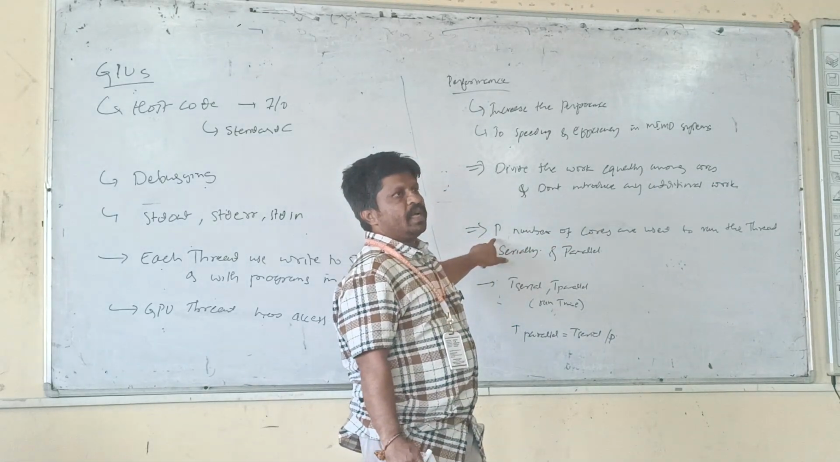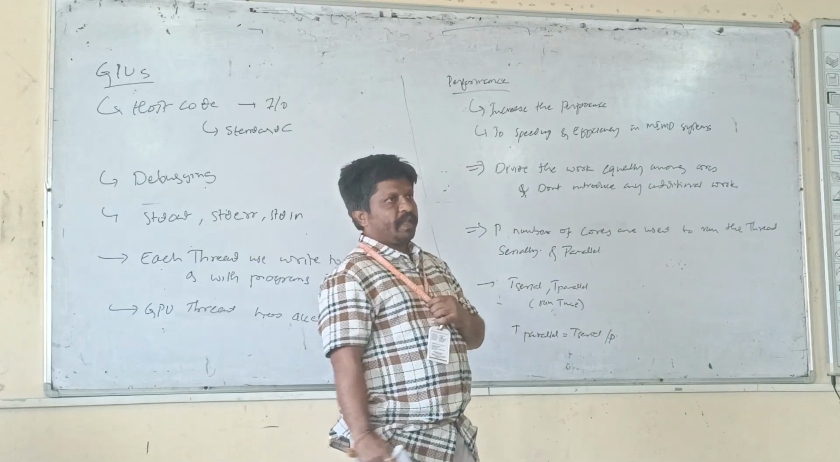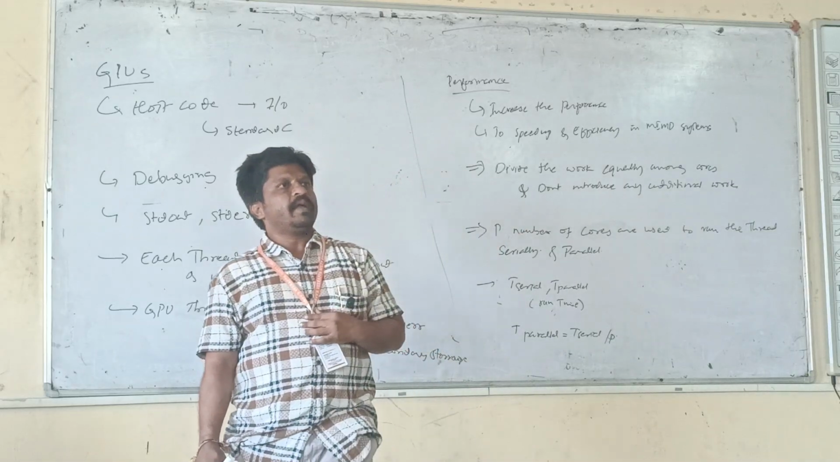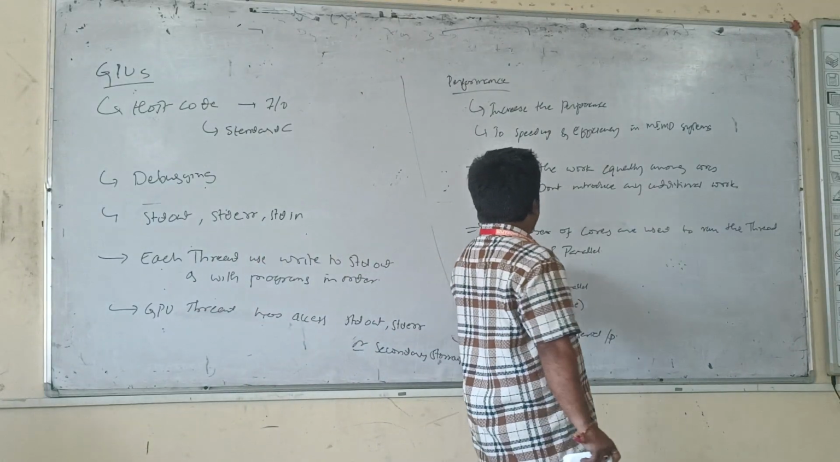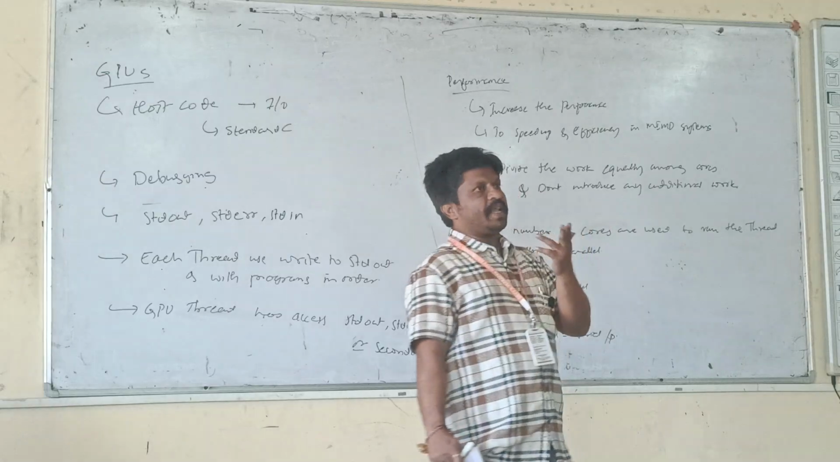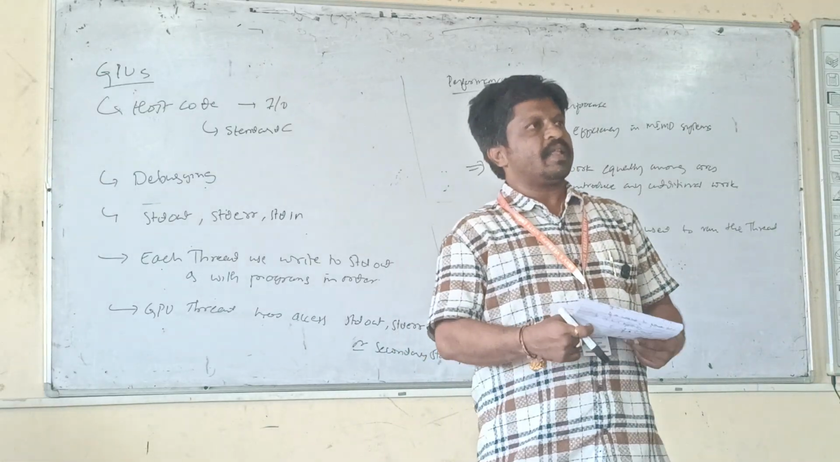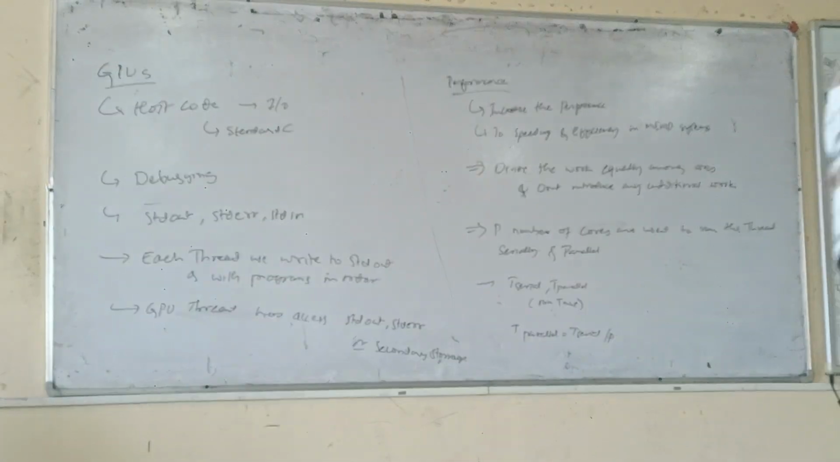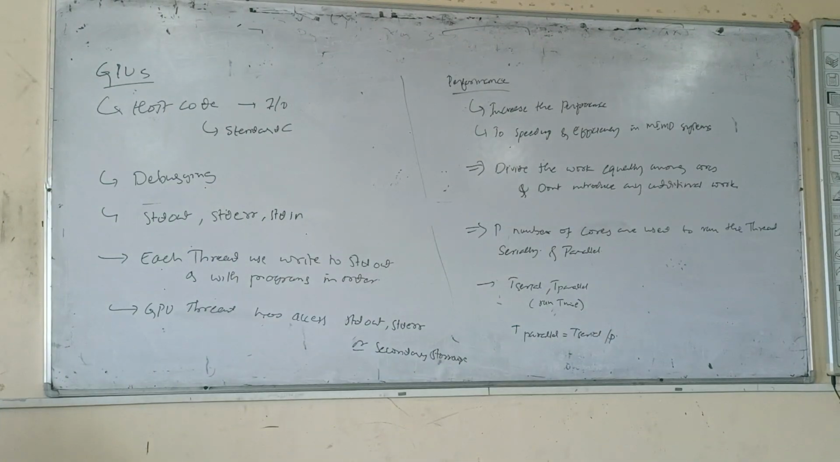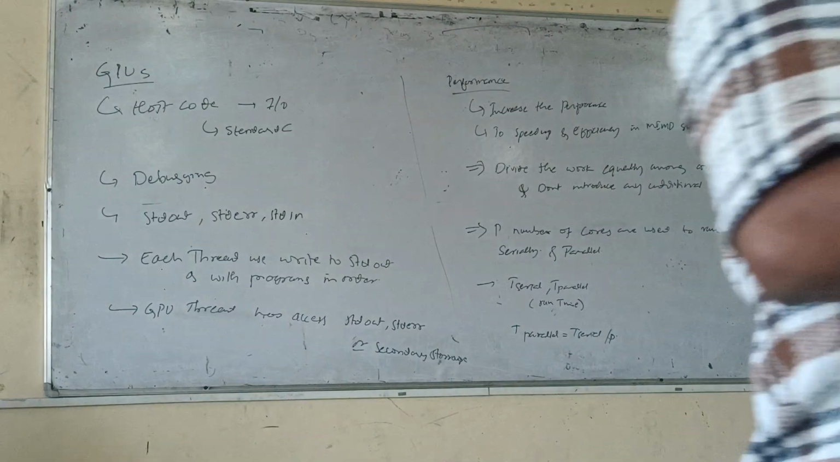If the number of cores is p, here cores is represented as p, that is to be used to run the threads in serial or parallel. If I consider some threads to be run serially, then I have to take t serial, the time taken for running the programs, the threads.